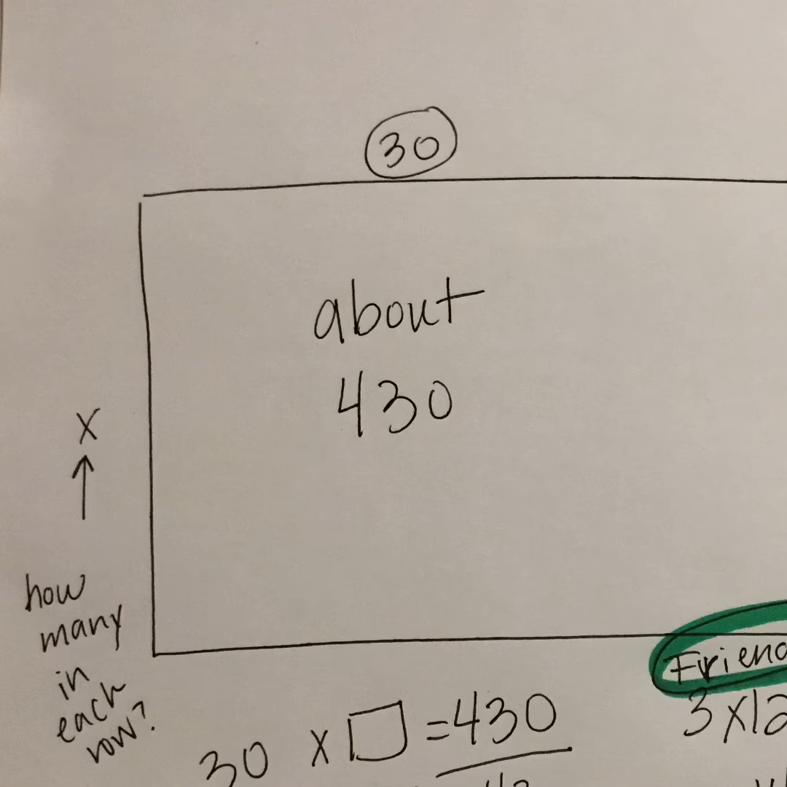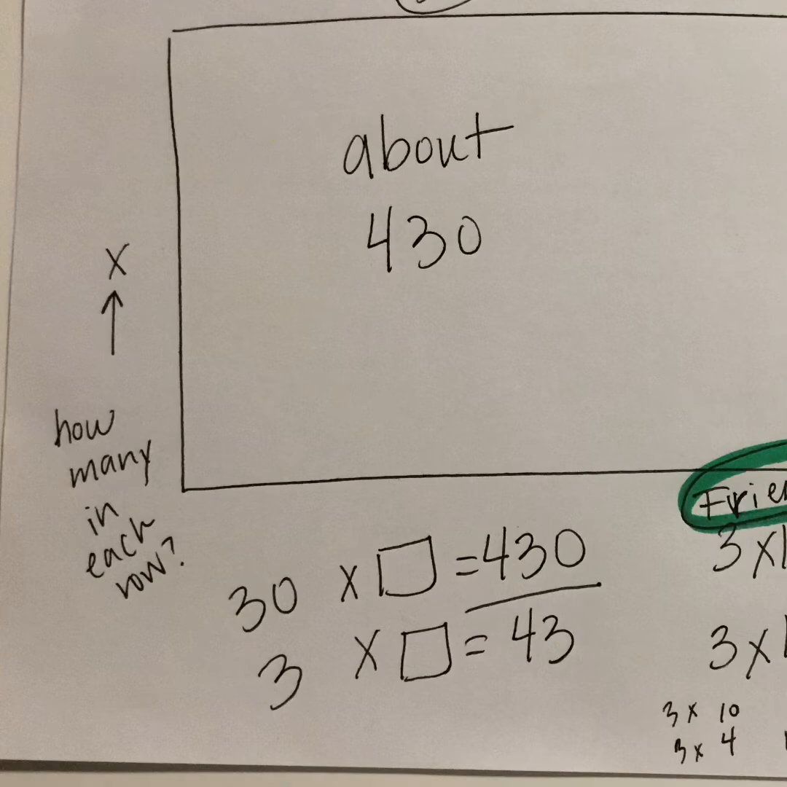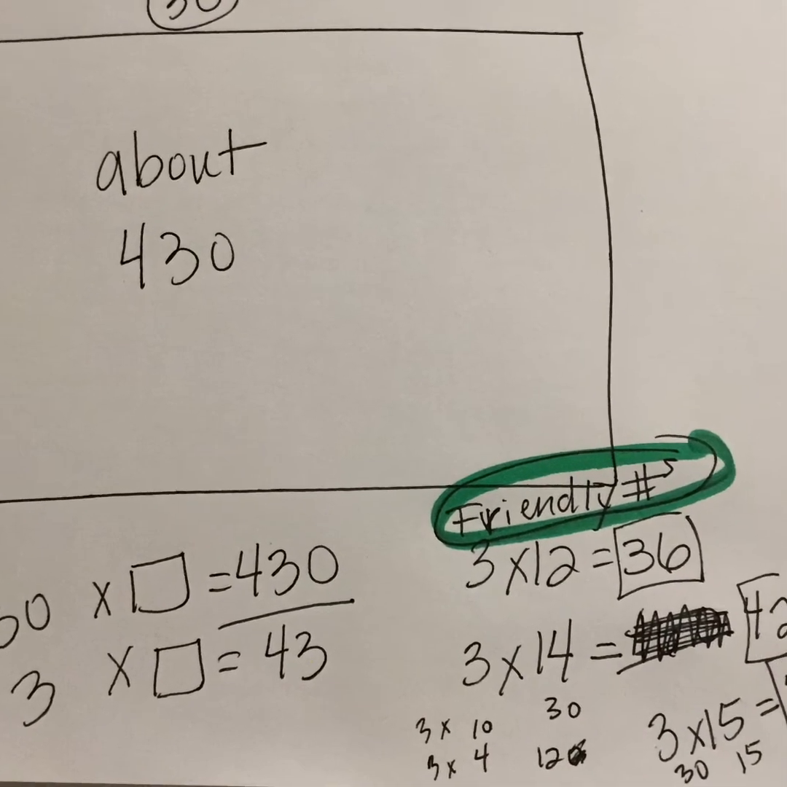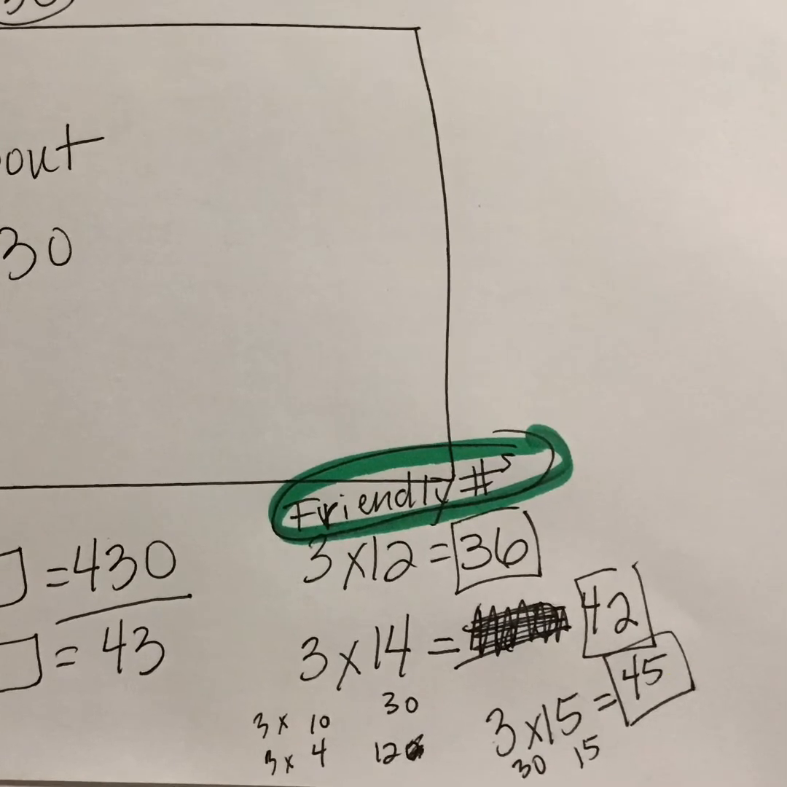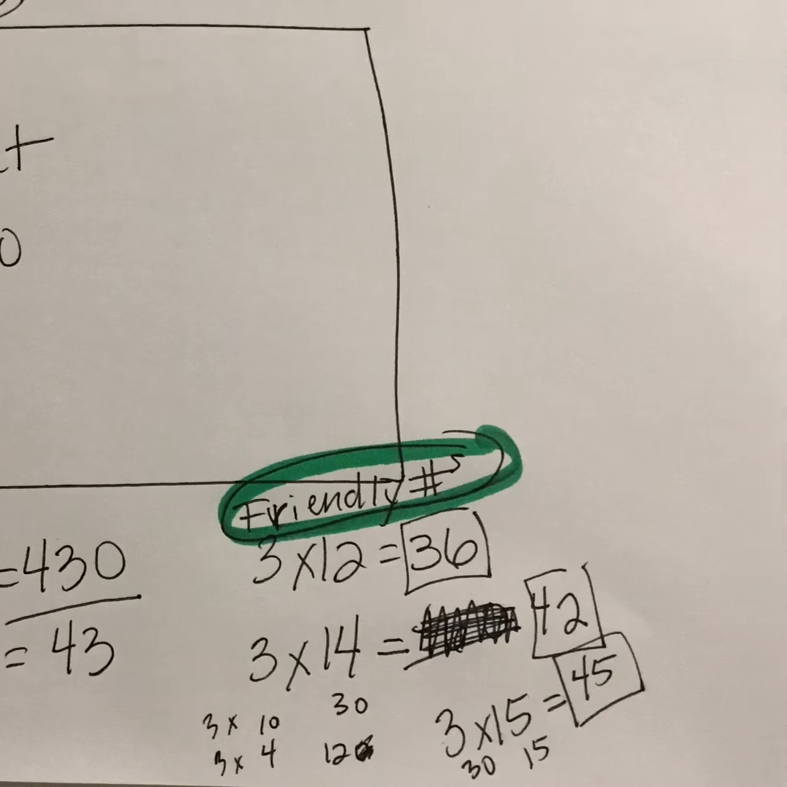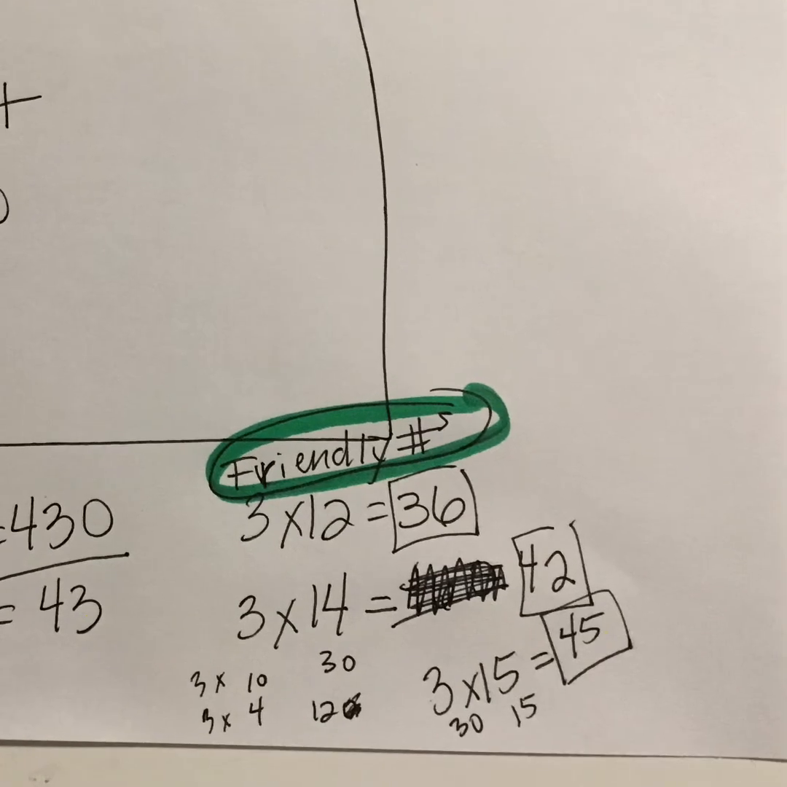Okay, so I went ahead and I made 30 times what is going to get me 430. So if I think about what I know about just 3 times what is going to get me 43, I have 2 choices now. I know that 3 times 14 gives me 42, and 3 times 15 gives me 45.